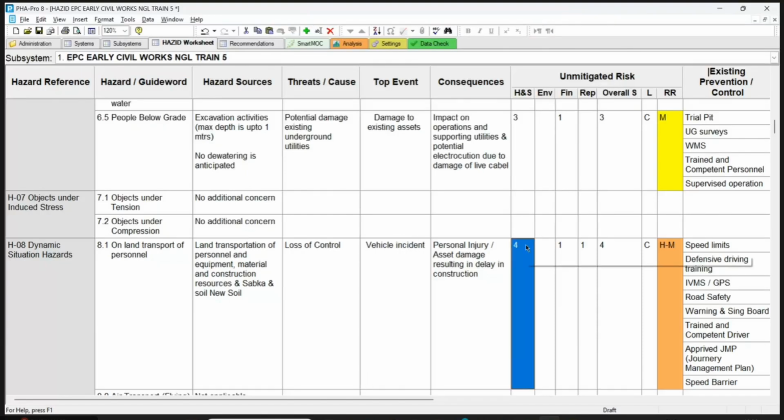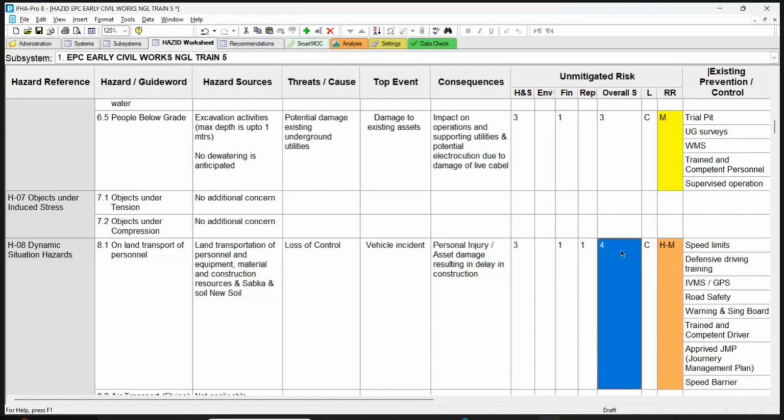Personal injury, I could put 3. I will not pick my fatality. Why is it a fatality? Yes, it will be a fatality, because this is a big equipment trailer. If something happens to big equipment, it is definitely a fatality.